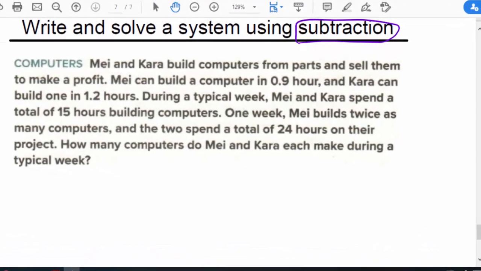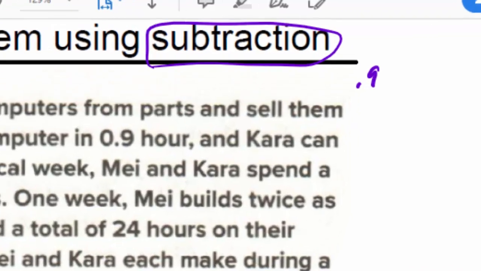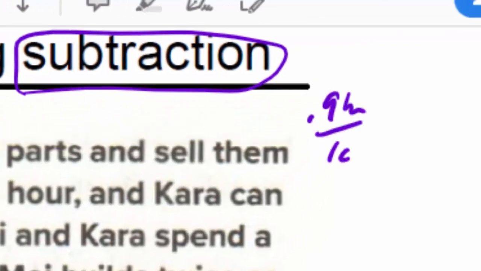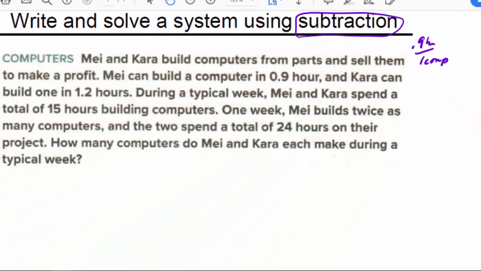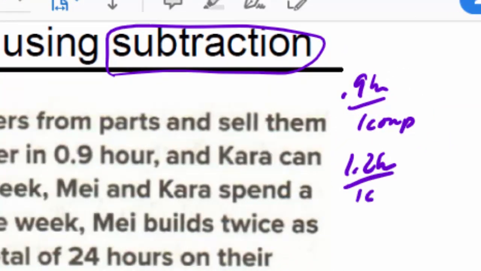It says, May and Kara build computers from parts and sell them to make a profit. May can build a computer in 0.9 hours. So that means she takes 0.9 hours per one computer like that. Kara can build one in 1.2 hours. So she's got 1.2 hours per one computer as well. That's for Kara. So this is May and this is Kara.